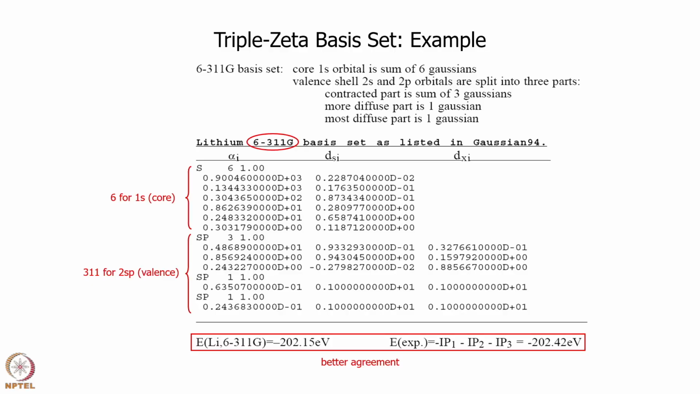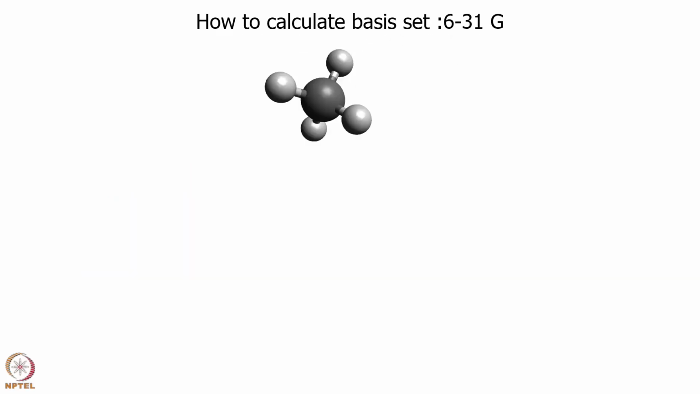Let us go to the example of methane. So, here is a methane molecule. It is a very simple molecule with 1 carbon and 4 hydrogen, and if I want to perform a calculation on 631G basis set, we are of course going to perform a calculation on it to show you that whatever you understand from the theory is same as what you get from a calculation.